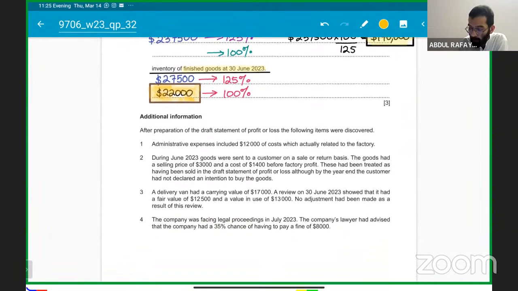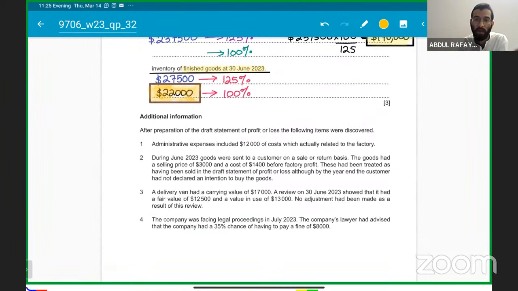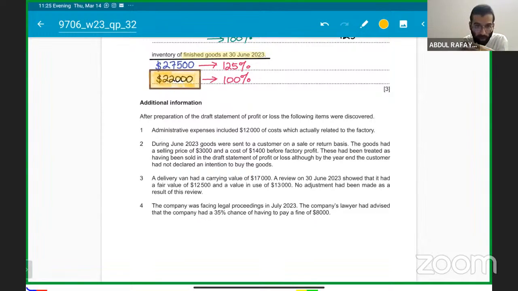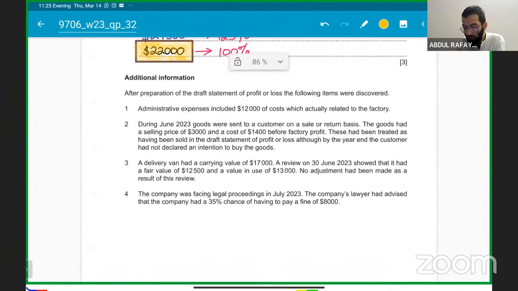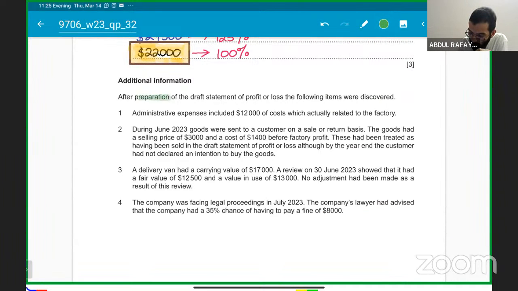Anyone with questions on part A? So we are moving to part B, which is 13 marks, almost half the marks out of 25. Half the marks are for making the statement of profit and loss. We have 4 errors here, as written there. After preparation of the draft statement of profit and loss, in the insert that we read, the following items were discovered. There are some errors, some problems, and there are basically 4 of them.